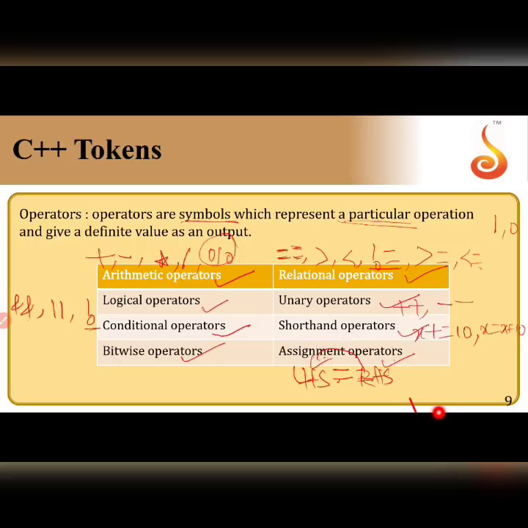Next is bitwise operators. For bitwise operators I have and, bitwise or, not, one's complement. Next are left shift and right shift. They are called bitwise because they work on a bit, that is 0 or 1. That is why it is called a bitwise operator. So I think we are thorough with operators.